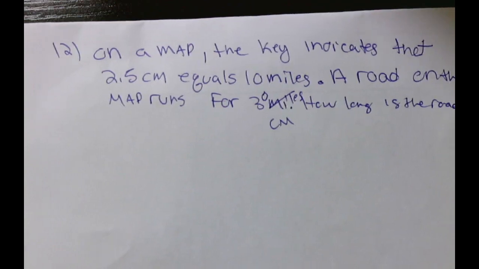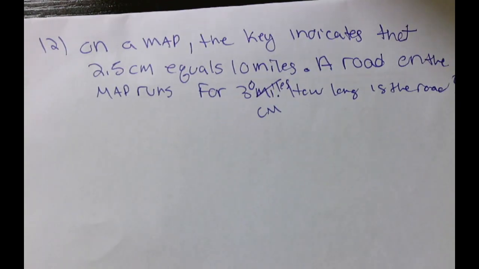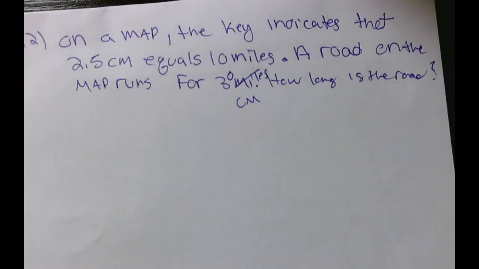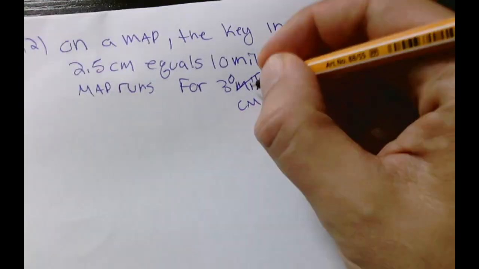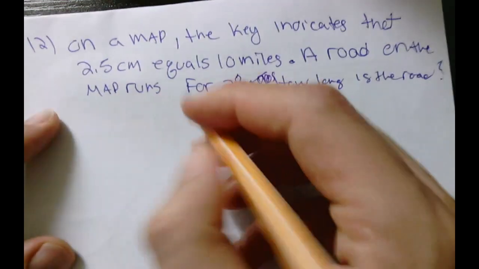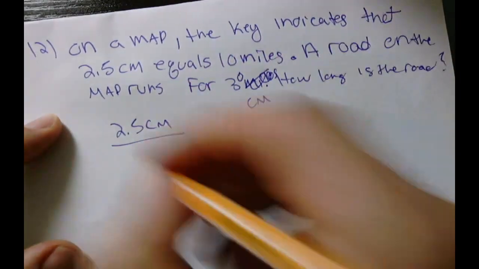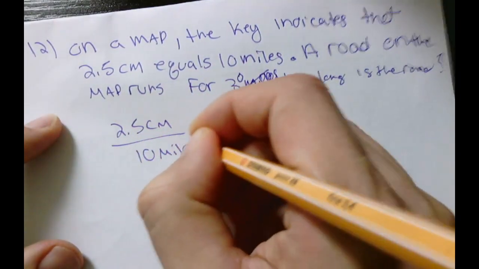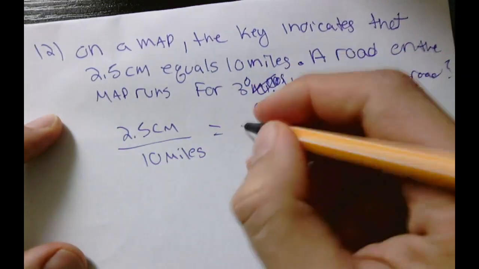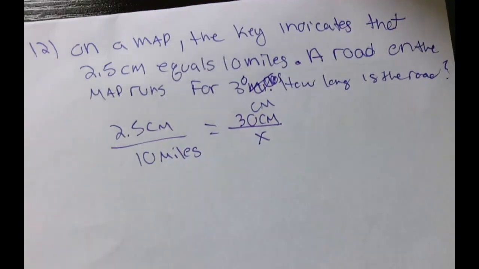Great. On a map, the key indicates that 2.5 centimeters equals 10 miles. A road on the map runs for 30 centimeters. How long is the road? Okay, so we're going to set up a proportion to figure this question out here. Let's see, so we have 2.5 centimeters over 10 miles is equal to, we have 30 centimeters here, so that goes on the top, over x.